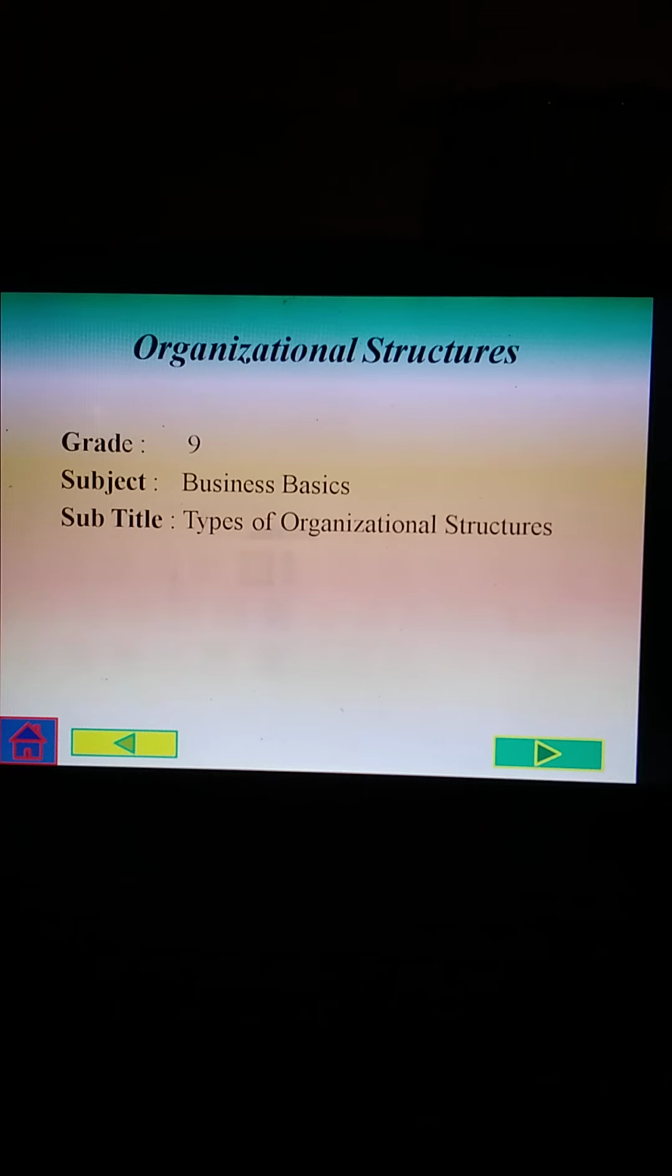Today we'll be looking at types of organizational structure. You probably come across the word structure and wondering, what is Miss talking about? What is Miss Stephenson talking about, organizational structure? Okay, follow me.